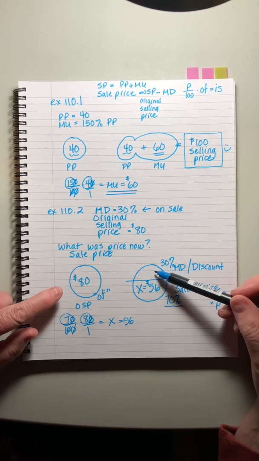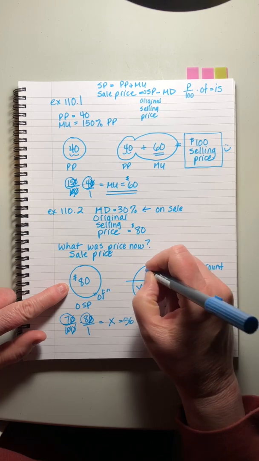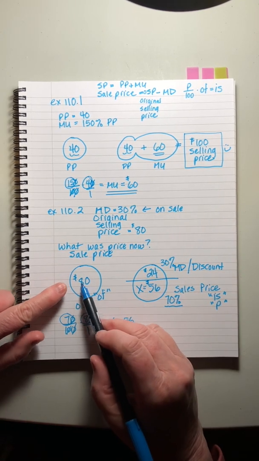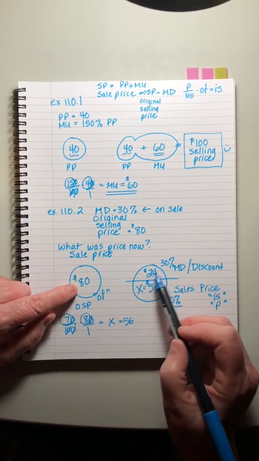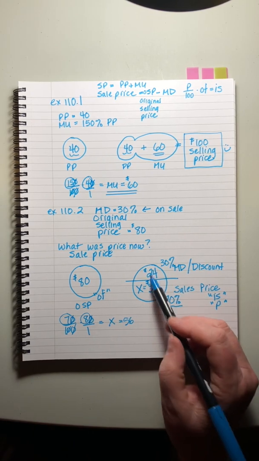We can find the amount of the discount by subtracting, and that would be $24. We can also get it by taking the discount percent and multiplying it by the original. 0.3 times 80 would be $24, right? 8 times 3 is 24. So you could do it that way if you want.